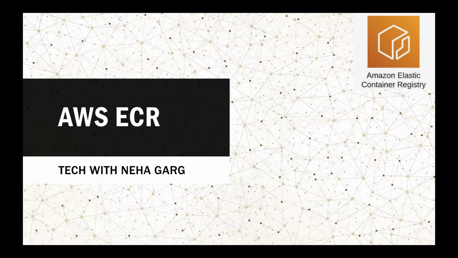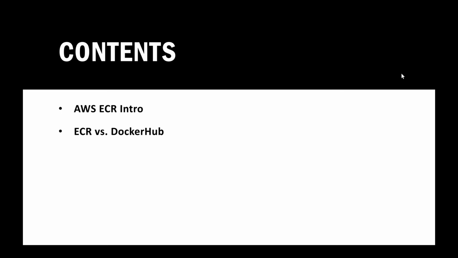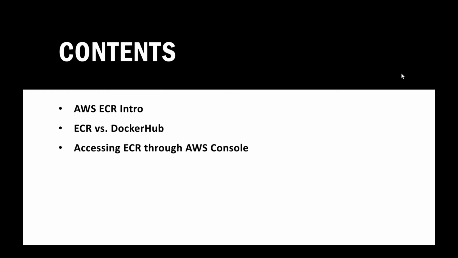Let's look into the contents of today's video. The main contents that we'll be discussing today will be what is AWS ECR, and what are the differences between ECR and DockerHub. DockerHub is also an image registry where you can store your Docker images. Then accessing ECR through the AWS Console. This is a hands-on demo that we'll be looking into.